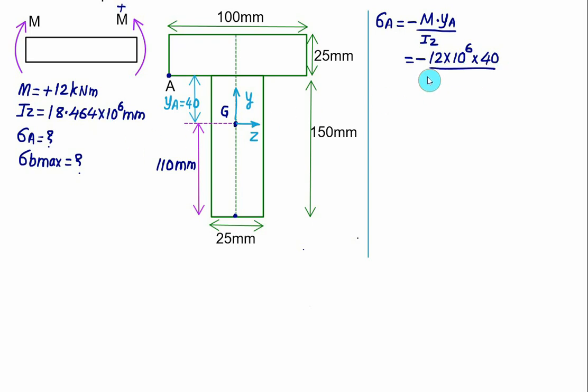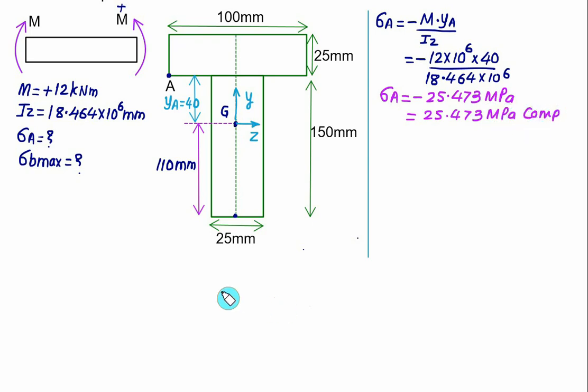This time Iz is directly given, it is 18.464 into 10 to the power 6. So the bending stress at point A will come out to be negative. It means that it is compression and is minus 25.473 megapascal. That is, we have 25.473 megapascal but compression. Then we need to calculate the maximum value of bending stress, that will be either at the top fiber or bottom fiber. So B represents here the top fiber, and for point B the vertical distance will be equal to 40 plus 25, that is equal to 65.